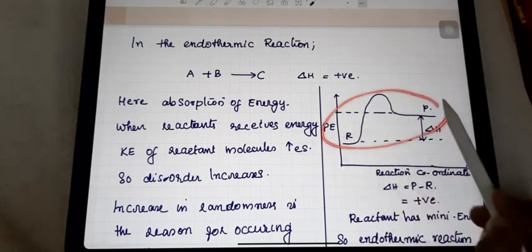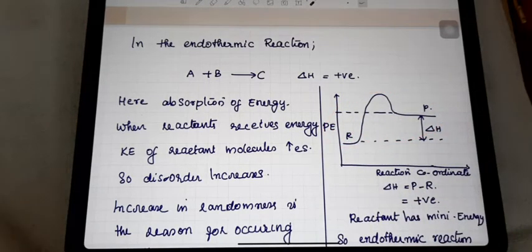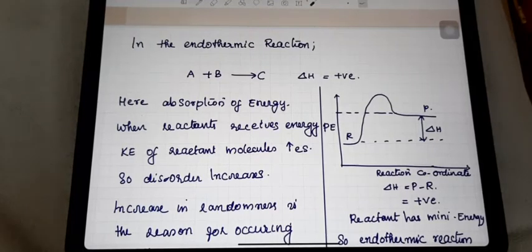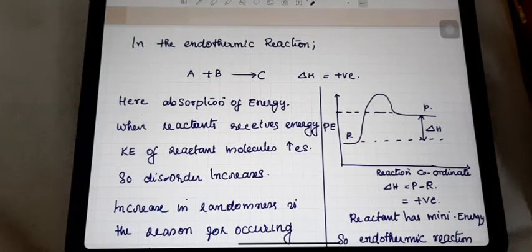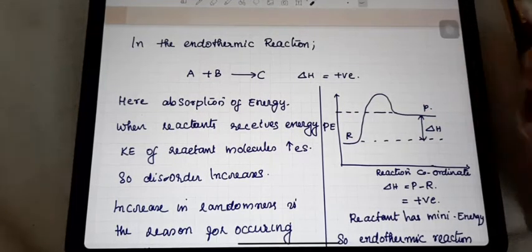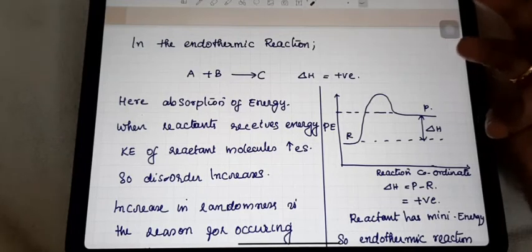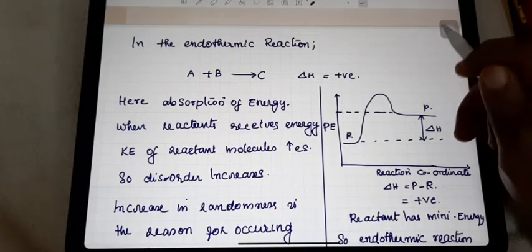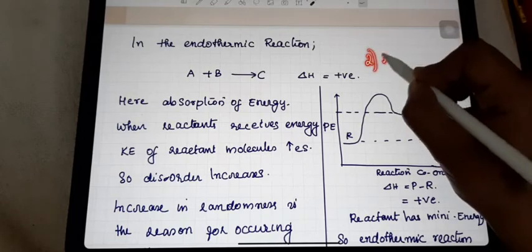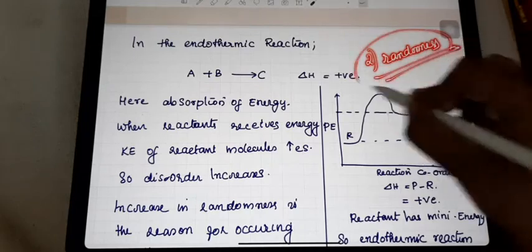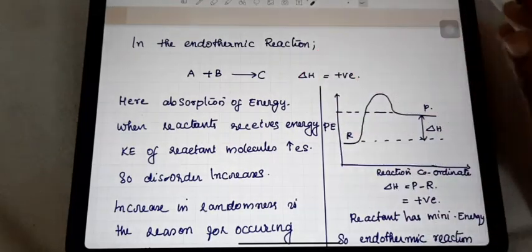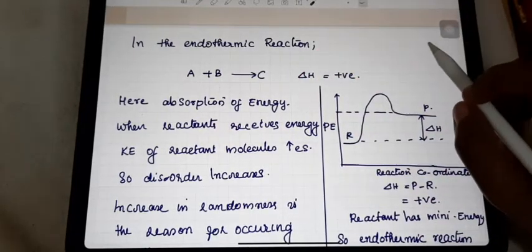So the endothermic reaction is not following the first property, that is minimum energy attainment. Still, I told you that this endothermic reaction occurs. So how do these endothermic reactions occur naturally and spontaneously? Because of the second factor, randomness. Randomness is the reason for this type of endothermic reaction occurring in a spontaneous manner.